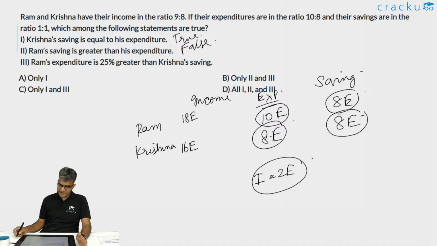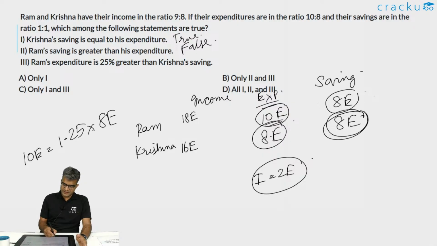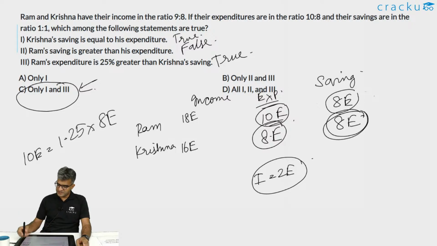Ram's expenditure, which is 10e, is 25% greater than Krishna's savings. So this is 1.25 into what is Krishna's savings? It is 8e. 10e is actually equal to 1.25 into 8e, so this also is true. So option 1 and option 3 are true, so it is option C. Let us look at the next question.